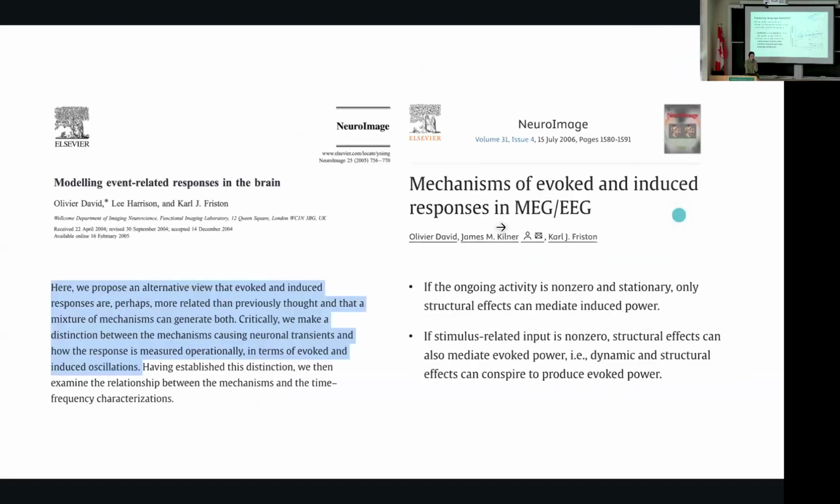And something that this reminded me of is the early work of modeling evoked and induced responses by Carl Friston and Olivier David, which hinted at the fact that evoked and induced responses are related. They're related through these stimulus-induced structural effects, which we will see is what is actually driving the prediction of those in our model as well.